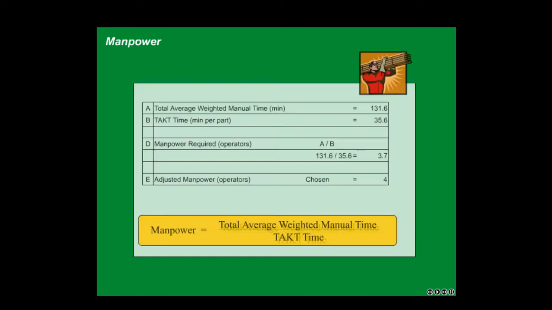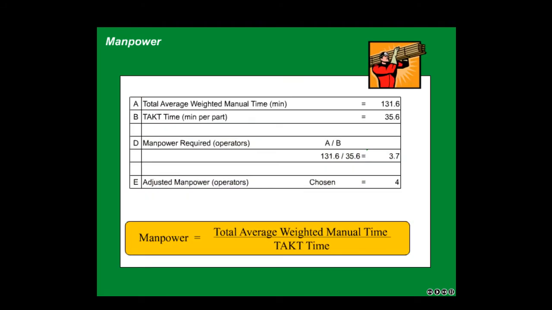Manpower. To find the ideal number of operators required for the work in the cell, add all the manual times to complete the process and divide it by the tack time as shown in line D. This number is equal to the ideal number of operators required in the cell.